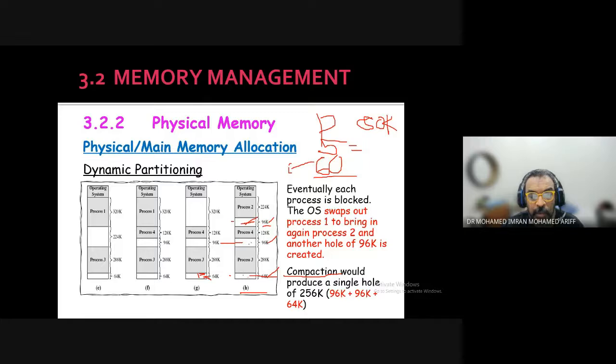If the best fit, it will check for the empty space which is the best for it. It means there is small internal fragmentation. So they will check top to bottom. 64 cukup untuk dia. So dia masuk.